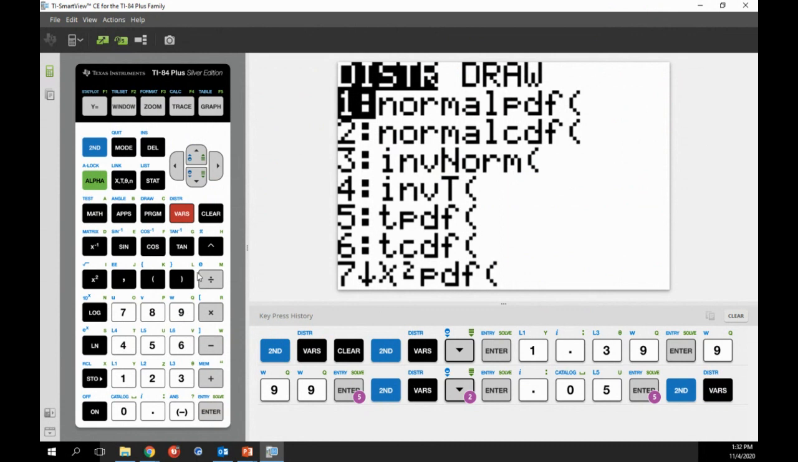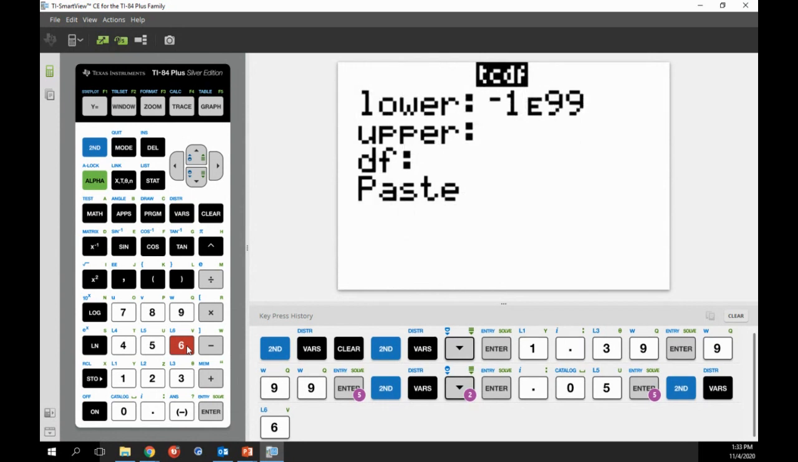So I need to make sure I pick the CDF because that actually gets us area. I think I said this earlier. The PDF just gets us a point, that point is useless. We need area, so we're going to do CDF. Let's go to option 6. And then, let's see, what do we want?